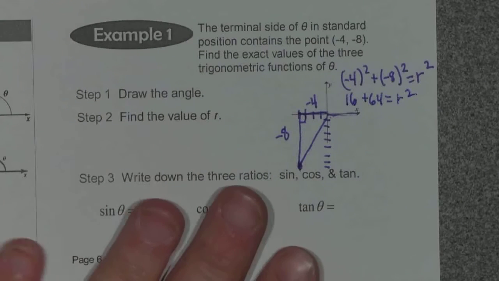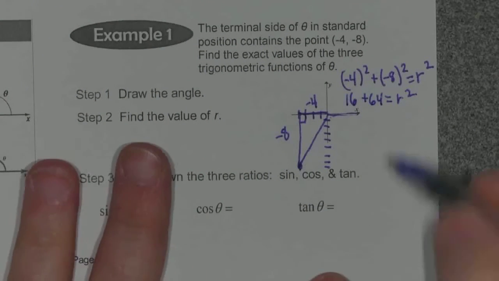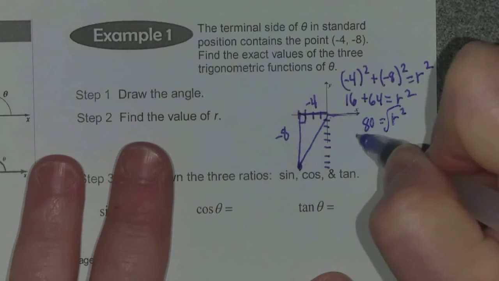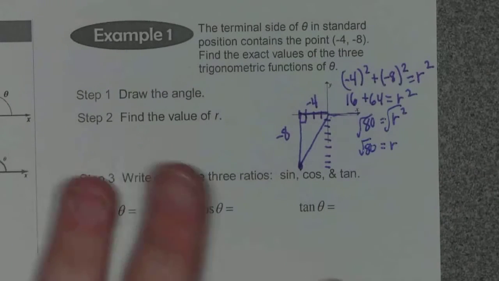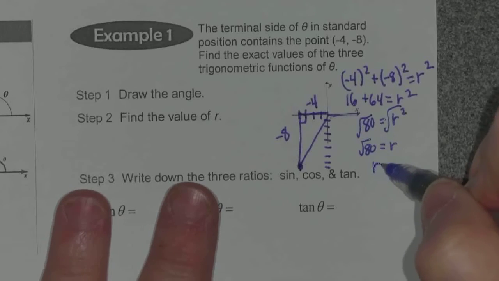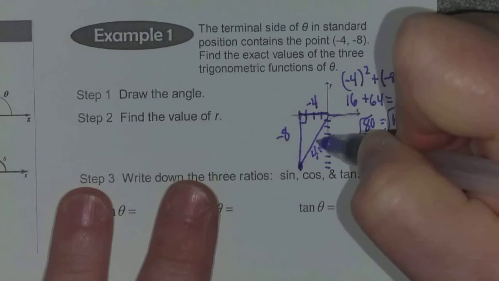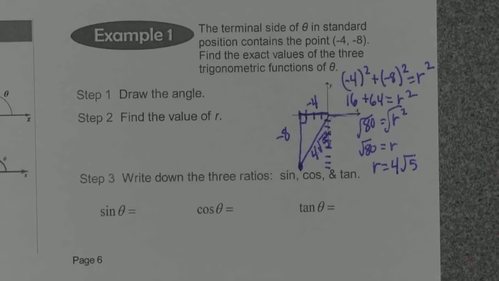Add those together, and you get, is it 80? So r squared equals 80, square root both sides. So r equals the square root of 80. That actually simplifies a little bit to be 4 square roots of 5. So this side is 4 square roots of 5. You guys following me with how I got that?